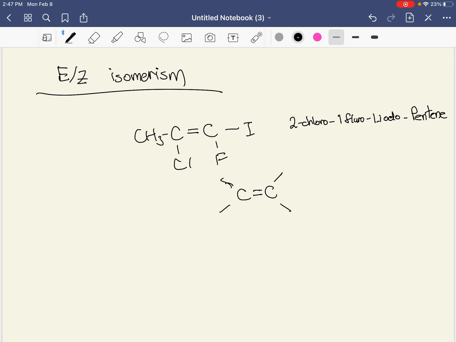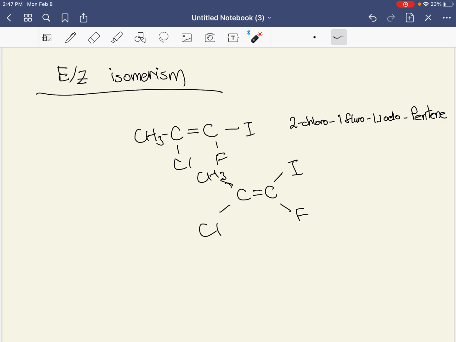Okay? And here's one configuration where this carbon right here will have, let's say, I sticking up and F sticking down. And for this carbon, let's say you have CH3 sticking up and Cl sticking down. Here's one configuration. Remember again that these bonds are fully rotating, but because these guys are not, that's why we have this geometrical isomer. That's why we're in this mess.